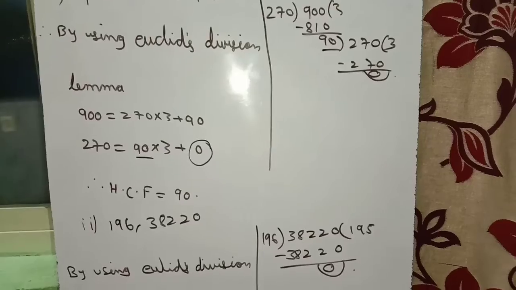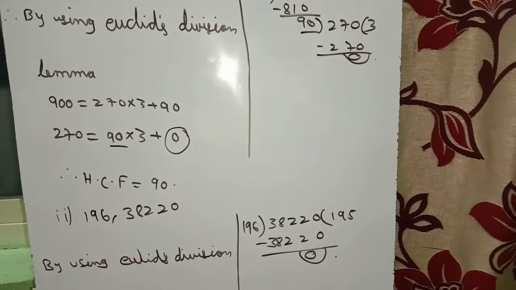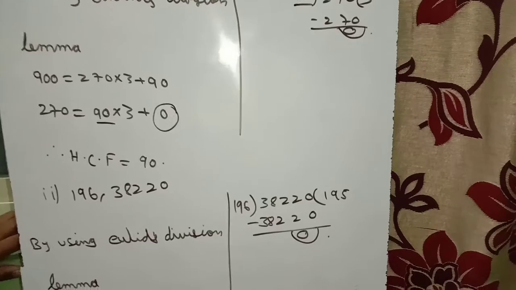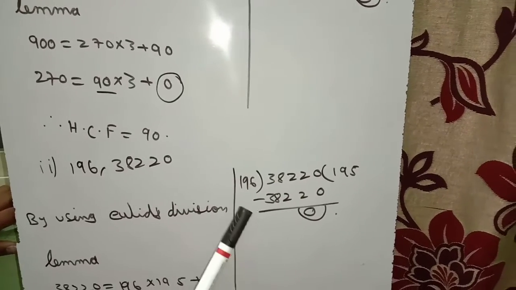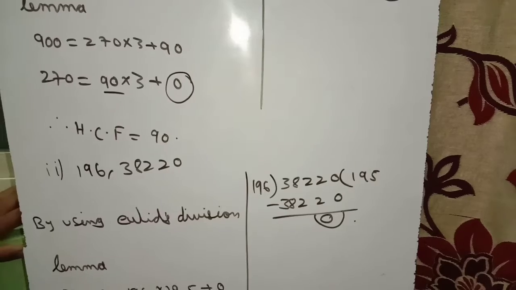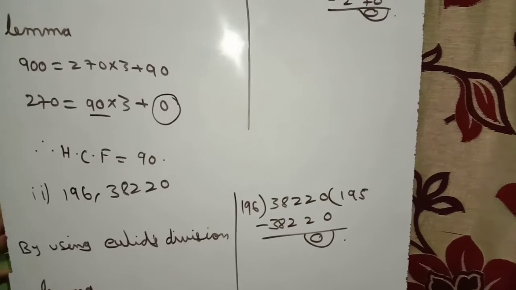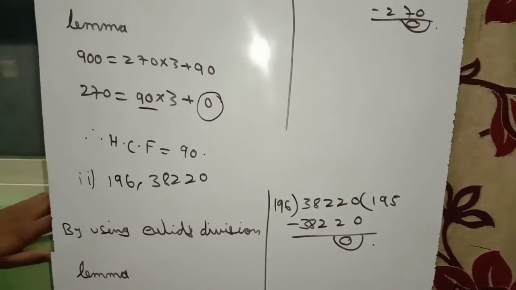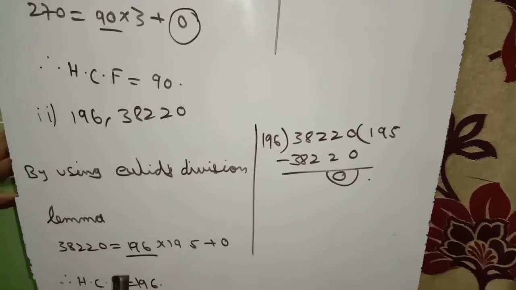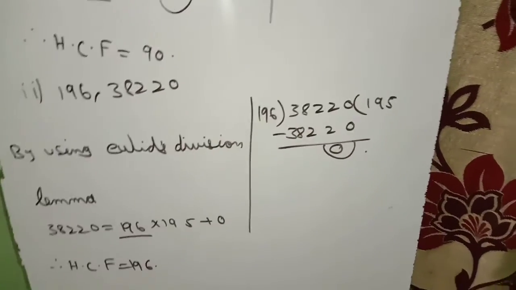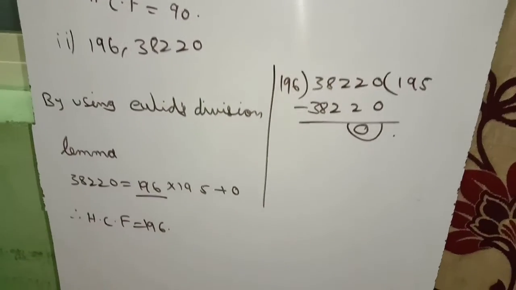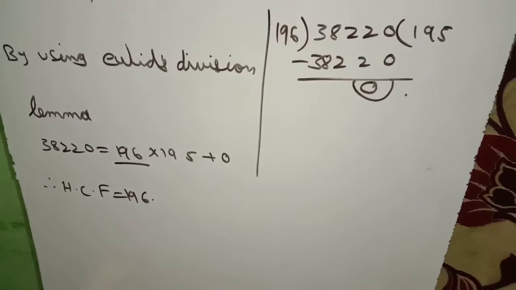Here also, the bigger number is 38220 and the smaller number is 196. The 38,220 is directly divisible by 196, since 196 into 195 gives it. So in the first step itself we have got the remainder 0, and the divisor of that step becomes the HCF. So finally the HCF of 196 and 38,220 is 196. That's it.